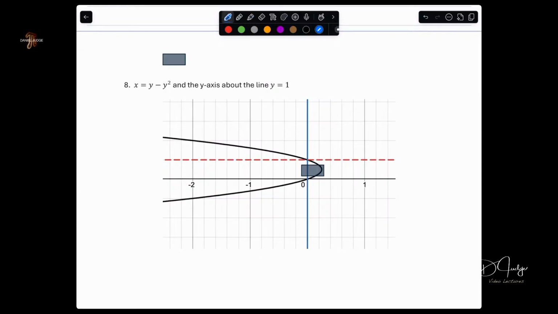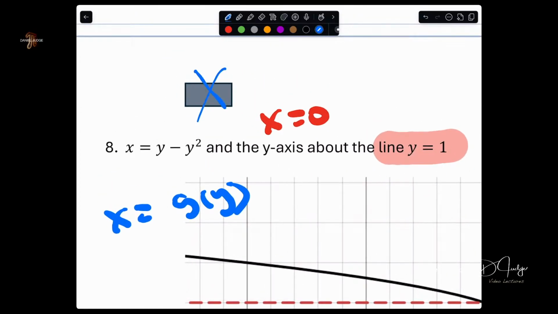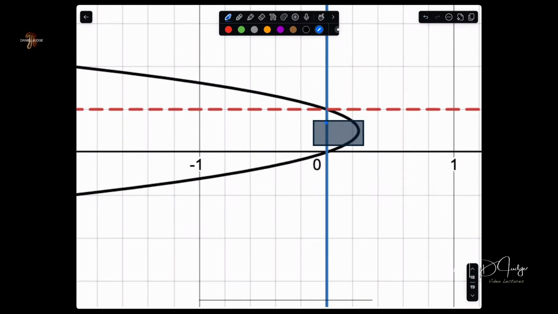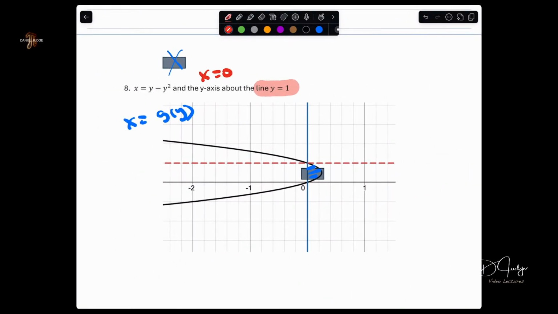Okay, from this picture again, it looks like you've got x as a function of y here. And now you've got the y-axis, which is x is 0. You're revolving about the line y is positive 1. Yeah, it looks like we have that. It does look good to me, at least this picture. But the point is, this is the bounded region. You're going to now rotate that about this line. This is the line y is 1.